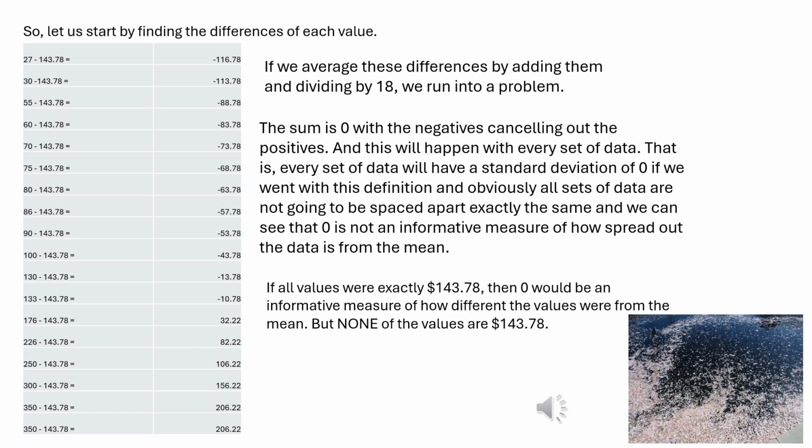So we need to find another solution for a measure that would give us the average amount that the values differ from the mean. We are going to use these differences, but we're just not going to do the traditional mean or average by adding them, because we would always get 0.